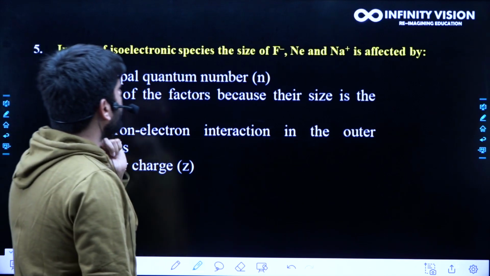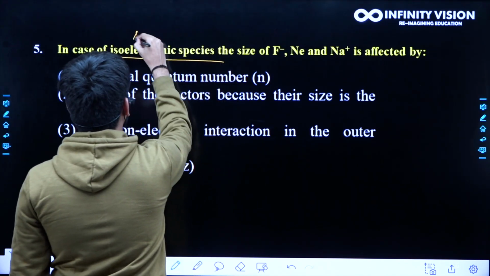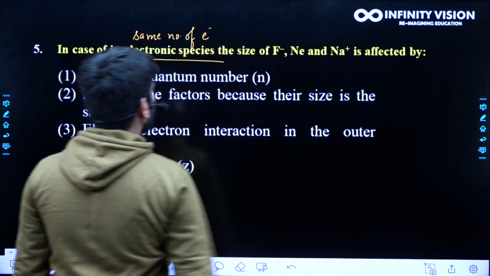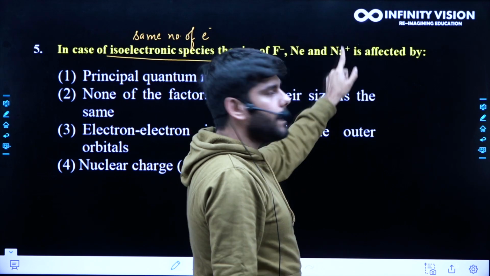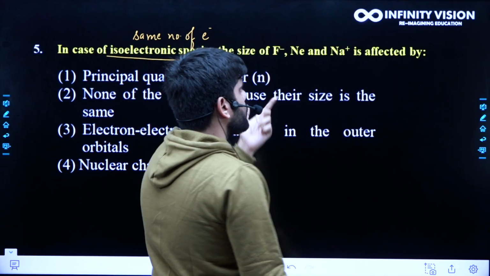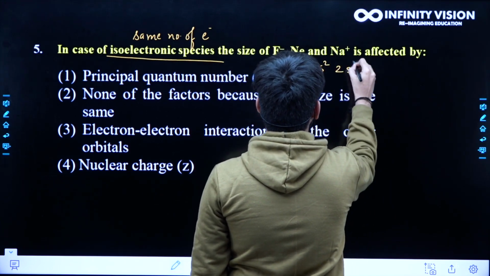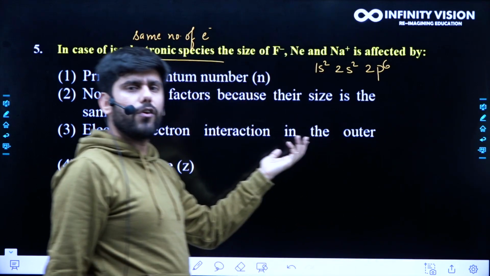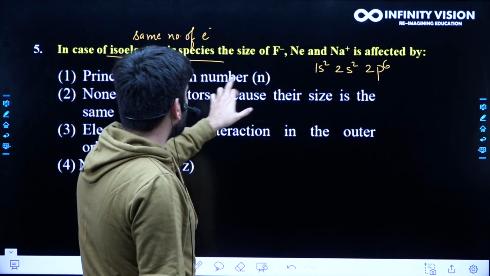In case of isoelectronic species, which have the same number of electrons, the size of F minus, neon, and Na plus is affected by, okay, principal quantum number? No, because if we see the electronic configuration of all of them, that is 1s2, 2s2, and 2p6. This is the electronic configuration. So are these affected by principal quantum number?